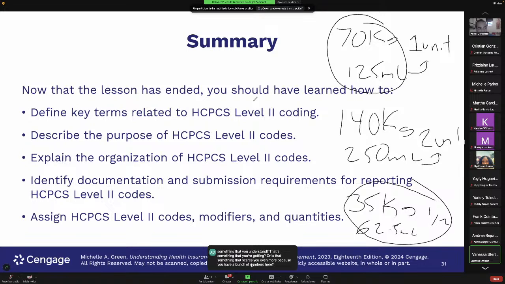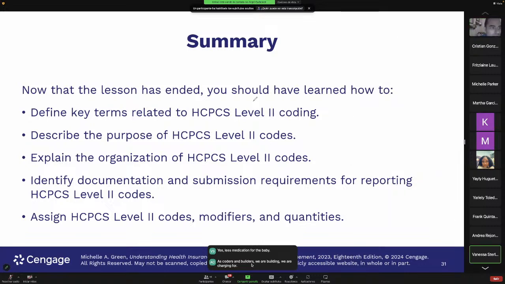Yes, less medication for the babies. Less medication for the baby, less units, less money. Remember, we are not giving medication. So as coders and billers, we are billing, we are charging for. I got you. Listen, I got you. Yes, less billing for the baby, not giving medication. Sorry. We're not giving medication.